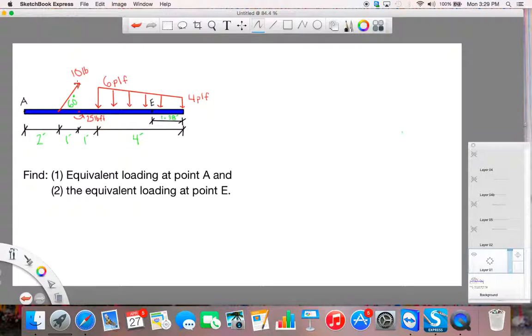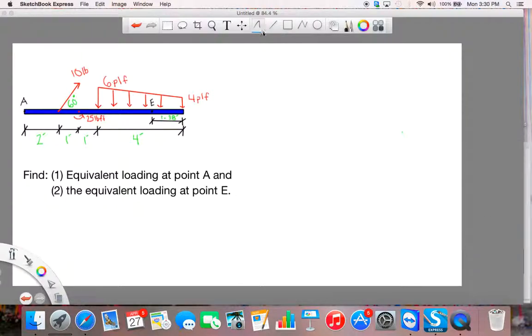So we have a 10 pound point force, 60 degrees off of the beam. We have a 25 pound-foot couple, and we have this distributed load where at one end it's 6 pounds per linear foot, and at the other end it's 4 pounds per linear foot. And we're asked to find the equivalent loading at point A, and then again to find the equivalent loading at point E. So first things first, let's lay out our argument.